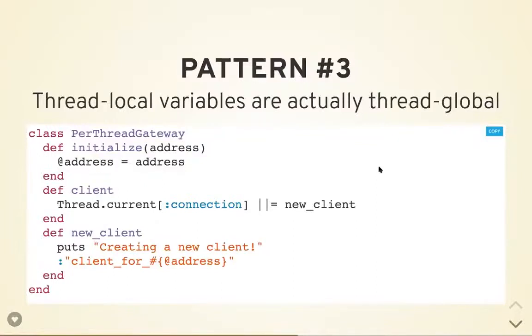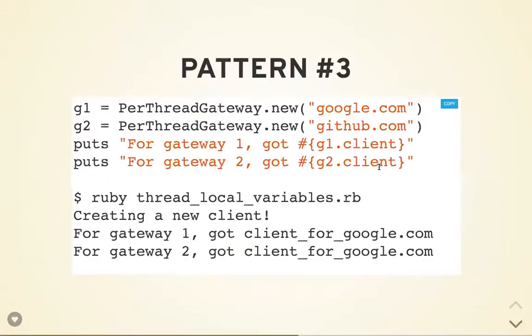The problem with Ruby's thread local variables is that if you use like 2 copies of this object on the same thread, you actually get only 1 copy of the thread local variable. So here I'm trying to create a gateway for Google and for GitHub, and when I run the code, I get 2 gateways for Google.